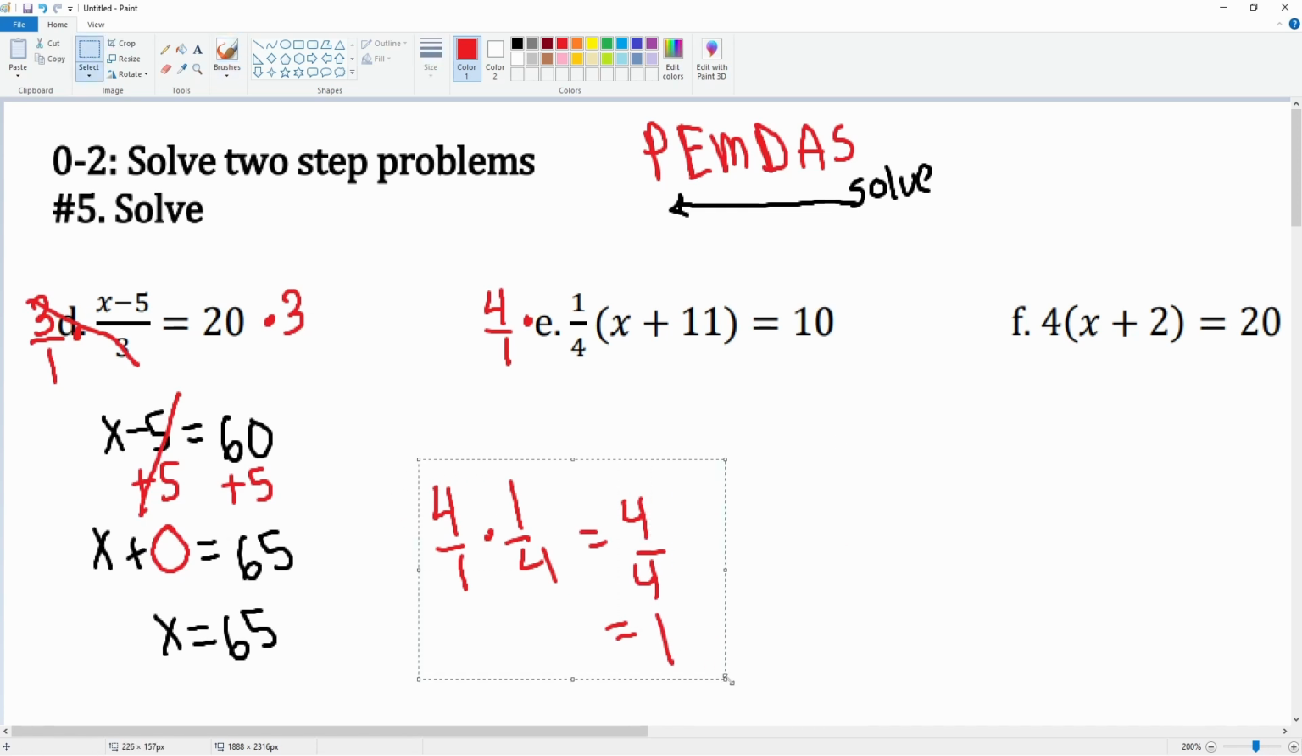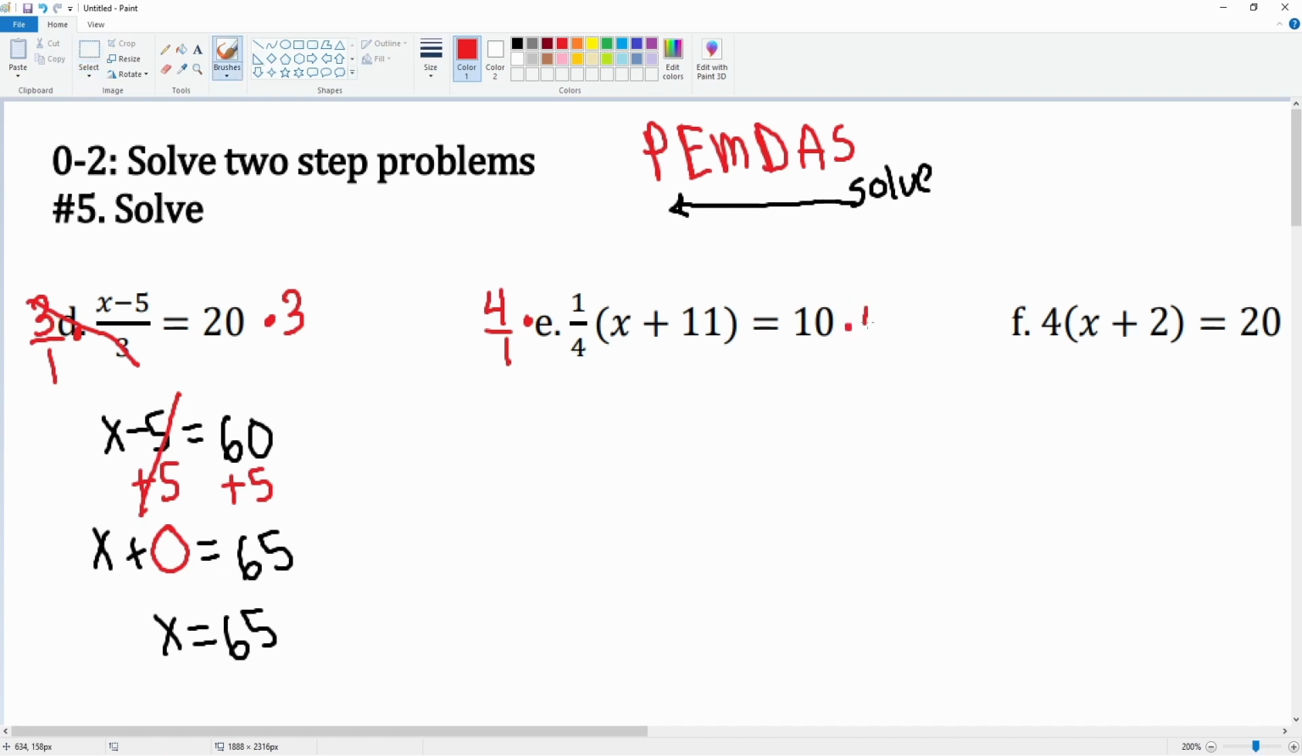That's why I do that. I multiply the left by 4 over 1. I have to make sure I multiply the right by 4 over 1. This cancels, leaving you with the number 1. Technically, it looks like 1 parentheses x plus 11. But no one really writes that 1 in front. So the left-hand side is just x plus 11, equals 10 times 4, which is 40.